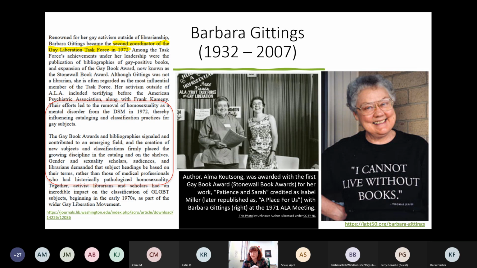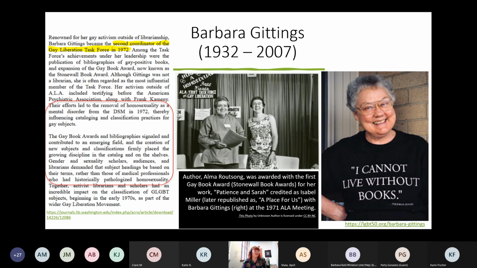A lot happened in this 1971 ALA meeting. As I said here, Betty Gittings was very informative on getting homosexuality as a mental disorder out of the DSM in 1972, therefore influencing cataloging and classification practices for gay subjects. And then there's also more about the Gay Book Awards and bibliographies. It signaled and contributed to an emerging field and the creation of new subjects and classifications, firmly placed the growing discipline in the catalog and on the shelves.